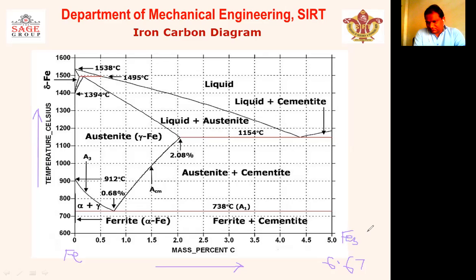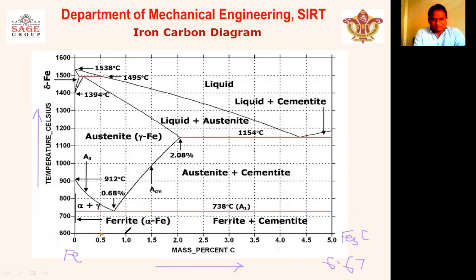Fe3C, that is known as cementite. Okay. Now mark the range of percentage of carbon on the x-axis. So it started from 0, then 0.5 percentage of carbon, right?